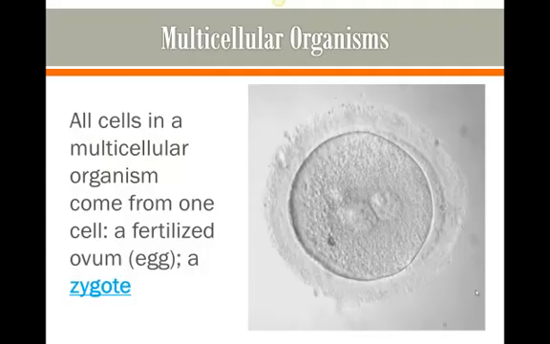Here's how we all began, and we've reviewed this, so this is actually a review. All cells in a multicellular organism began as one cell. All humans, animals, anything that reproduces sexually. And if they reproduced asexually, it would begin as a cell as well. It's just not called a zygote all the time.